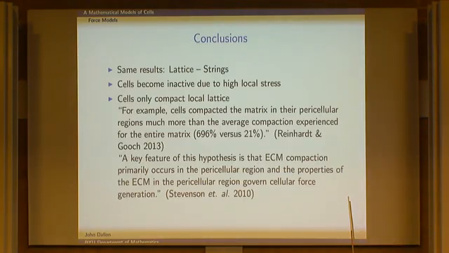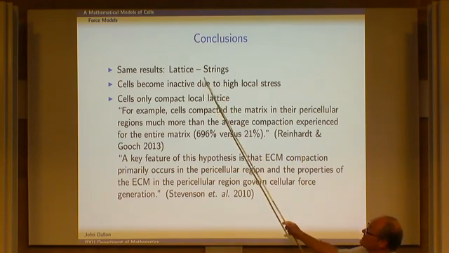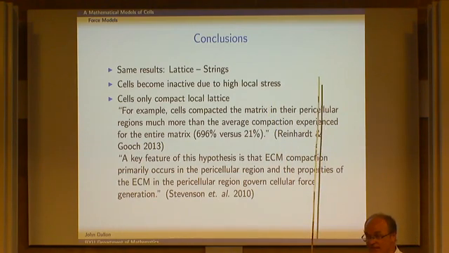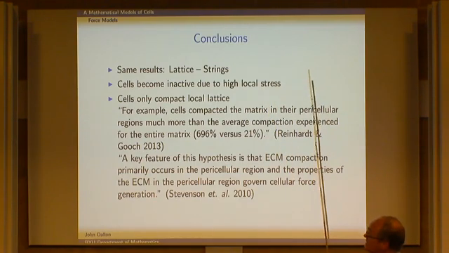We'll skip that and this. The conclusions are that the lattice and string formulations give the same qualitative results for the contraction. There are a few differences, but the cells seem to need to be inactivated due to high local stress. Otherwise, they're able to contract the lattice a lot more than what the data says.